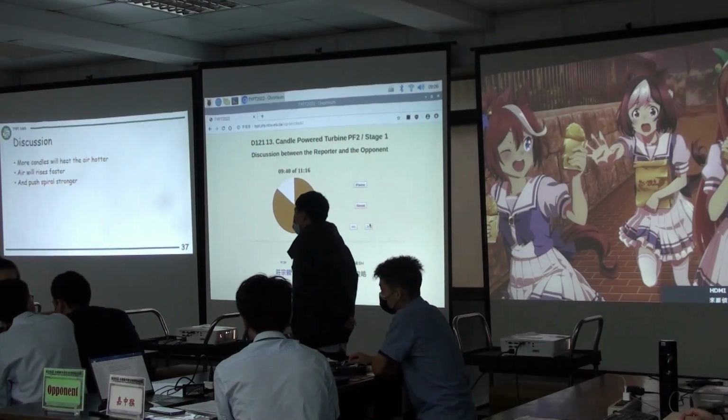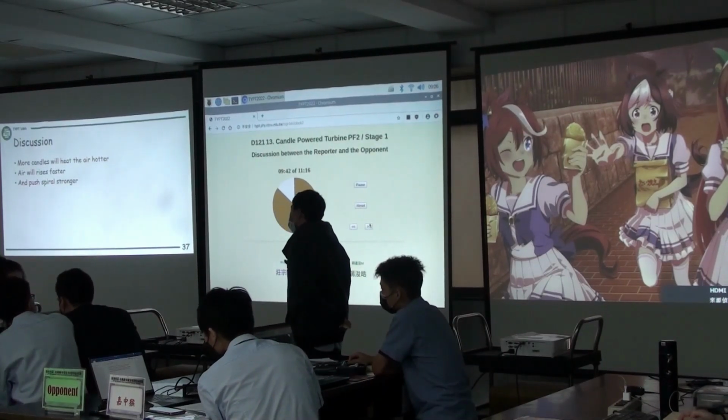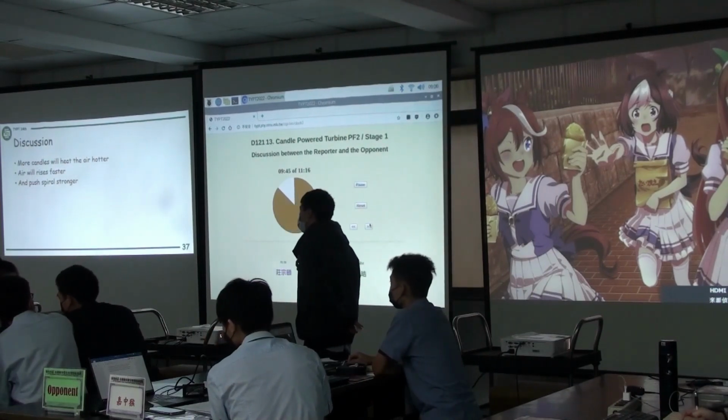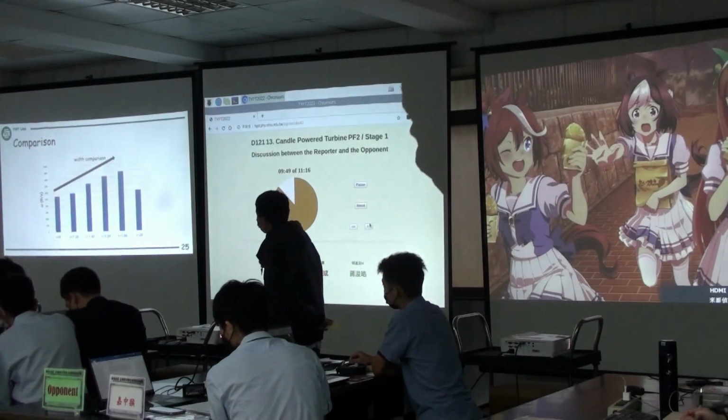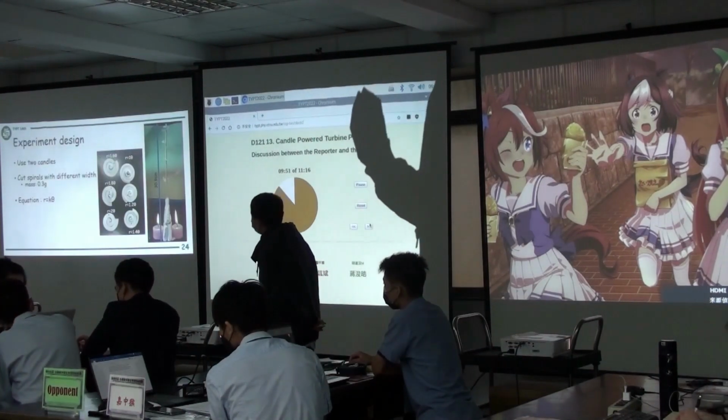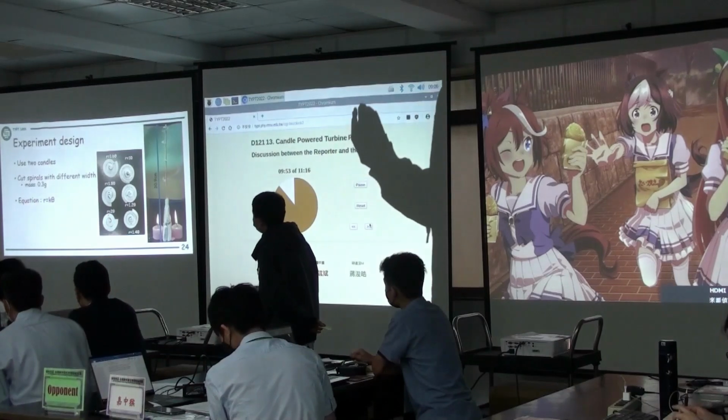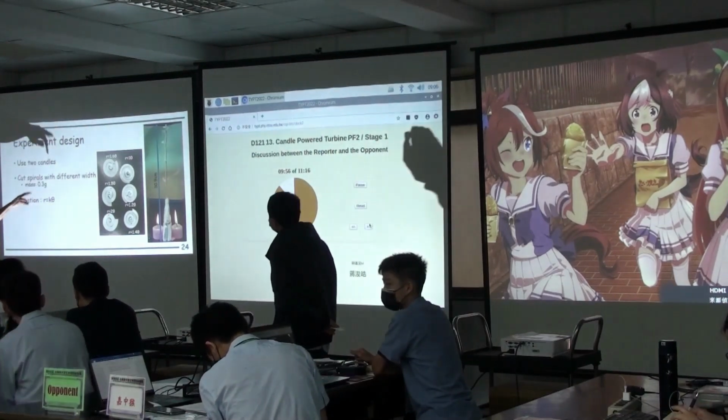Did you measure the mass of the spiral? Yes. In our experiment here, for example, this is our width experiment, and we use the same mass.